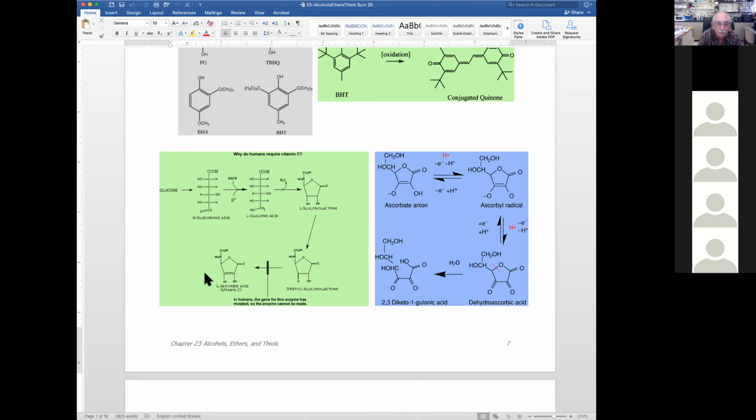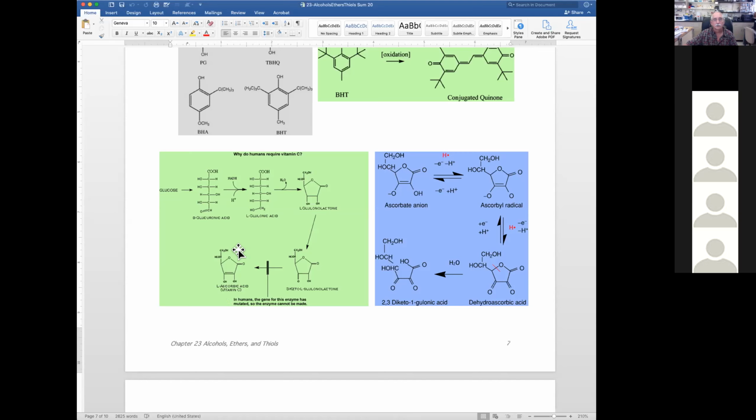So to take away the ability to make vitamin C is not that big of an issue. That's why it's persistent. Not all animals need vitamin C as a vitamin, because they can synthesize it. Humans and some of the apes, we've lost that ability.